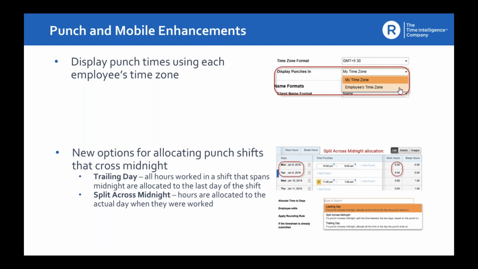So we are now offering two new default options to this. The trailing day option will allow all hours worked in a shift that spans over midnight to be allocated on the last day of the shift, and the split across midnight option allows the hours to be allocated to the actual day when they're worked. So the number of hours will get split as per the days they fall into. So this definitely provides better auditability and compliance to align with the working policies as well.